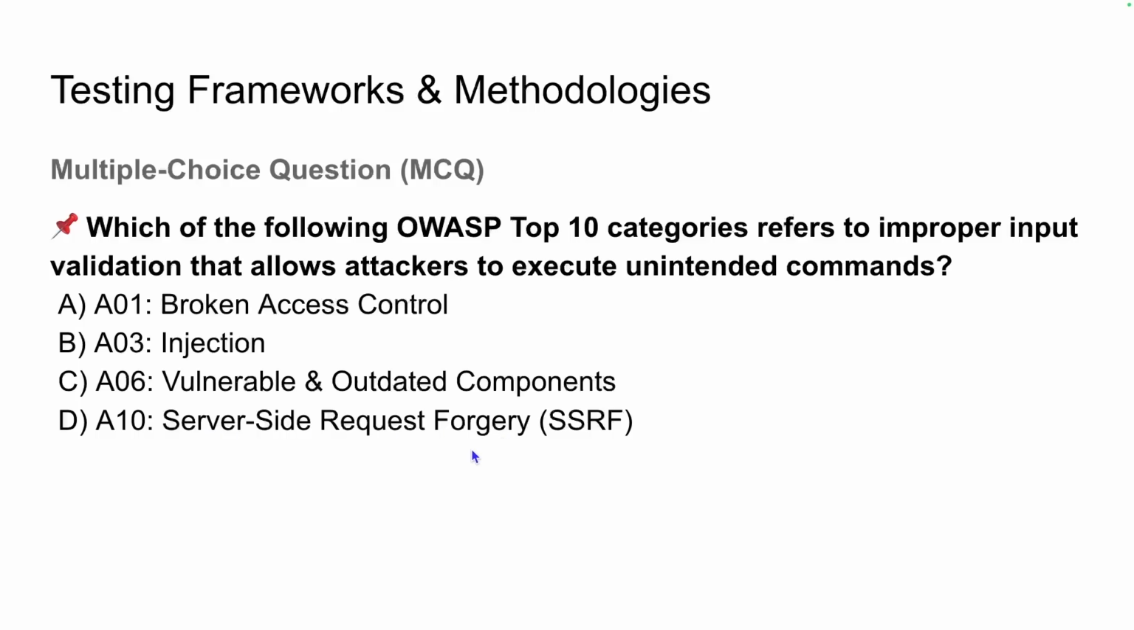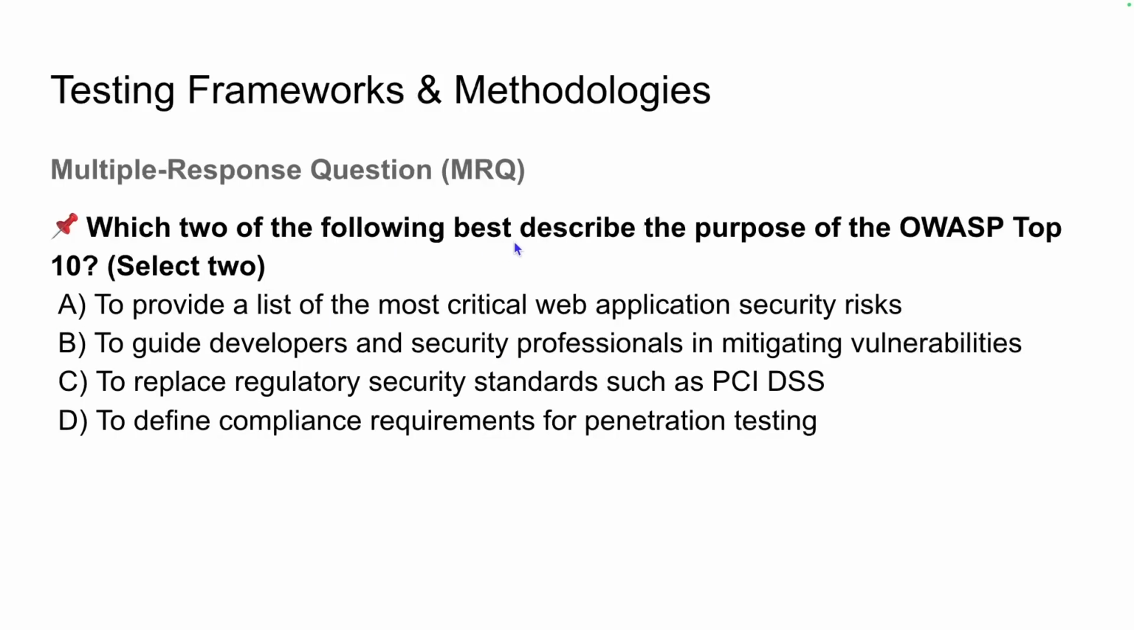Server-side request forgery can technically be input validation, but there isn't much of a hint that's telling us that it has to do with the server. So the answer, in my opinion, would be B. There we go. Which of the following best describe the purpose of the OWASP top 10 list?